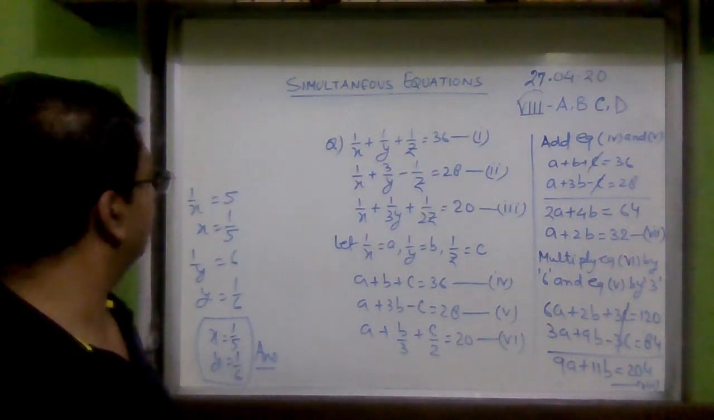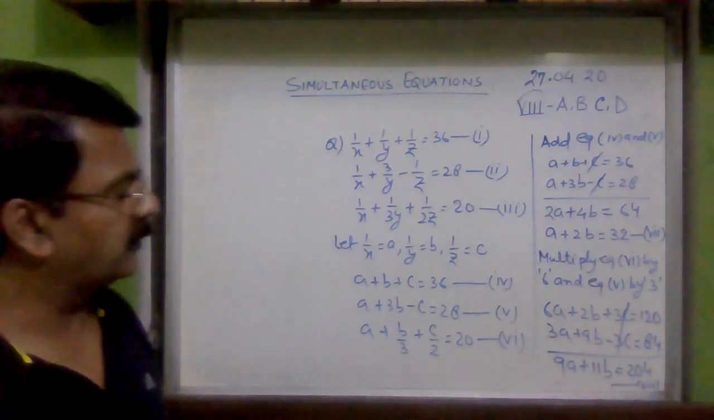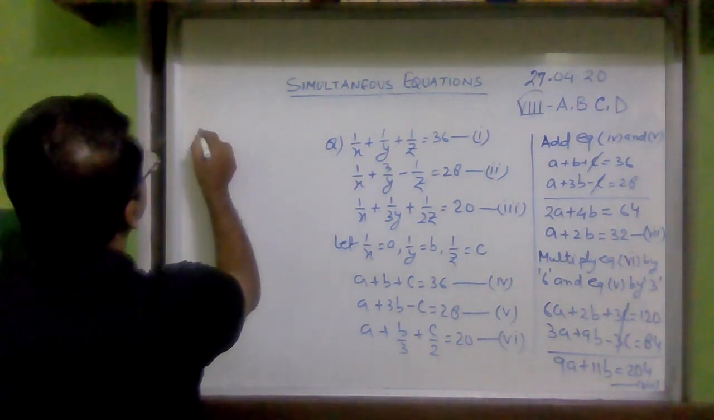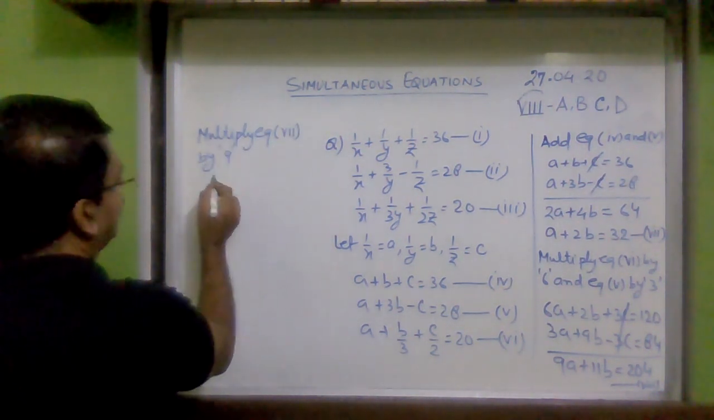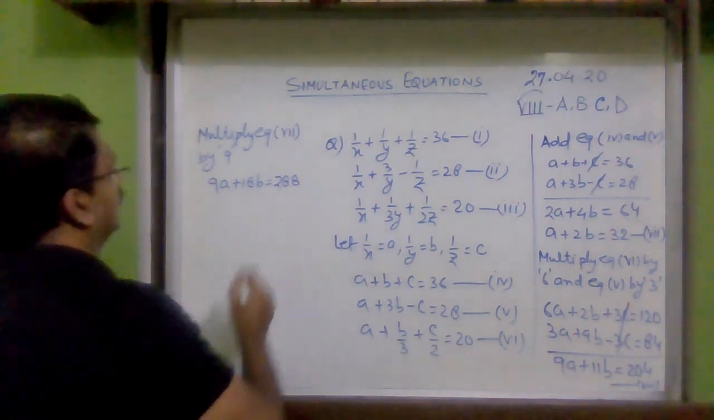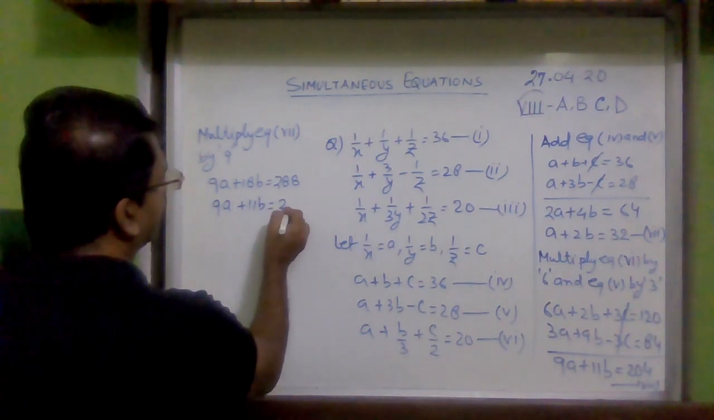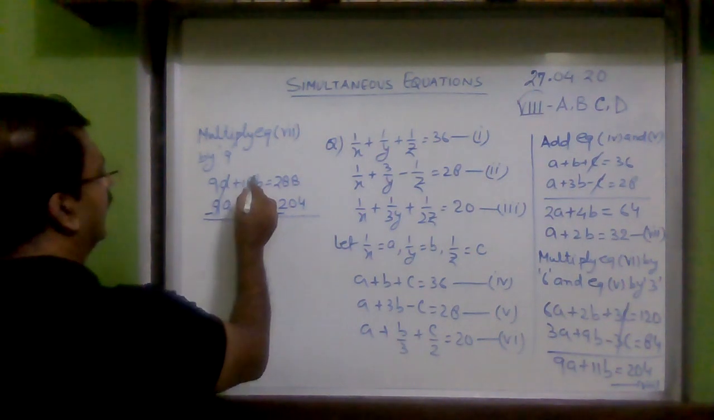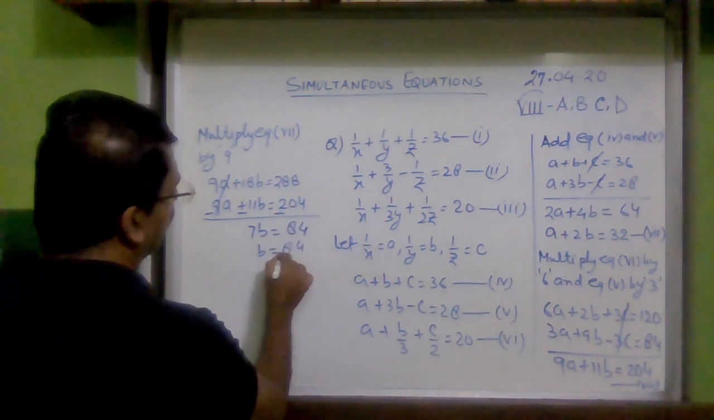Now you can see equation 7 and equation 8. These two equations are both in a and b. So we will solve them by the elimination method and get the values of a and b. For that, here the coefficient of a is 9 and here the coefficient of a is 1. So we will multiply equation 7 by 9. Then it will be 9a plus 18b is equal to 288. Now below it you write 9a plus 11b is equal to 204, that is the 8th equation. Change the sign. 9a minus 9a cancels out. 18b minus 11b will be 7b is equal to 84. So b is equal to 84 by 7, that is equal to 12.